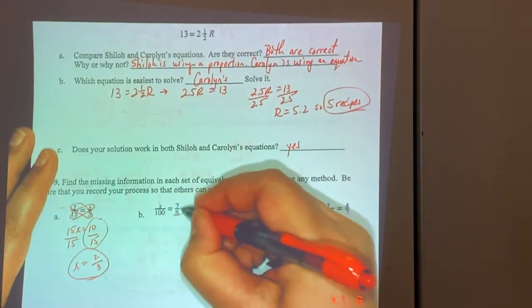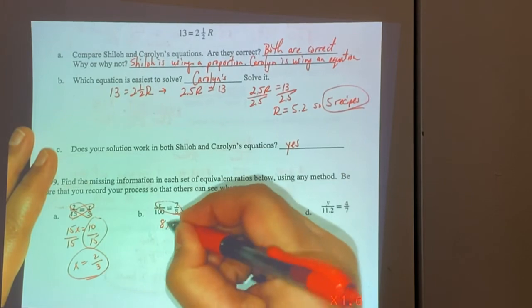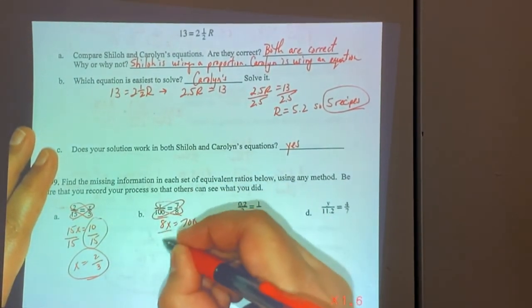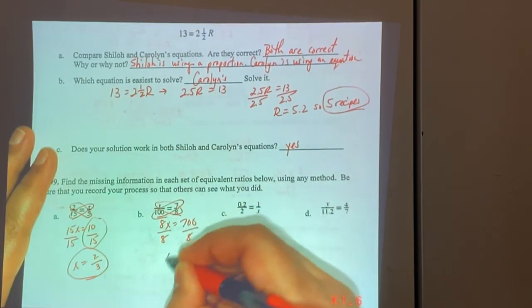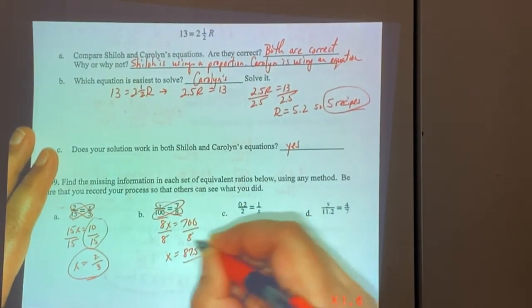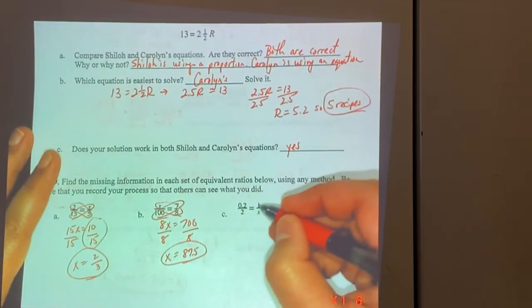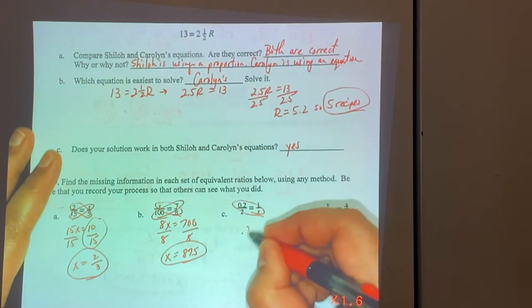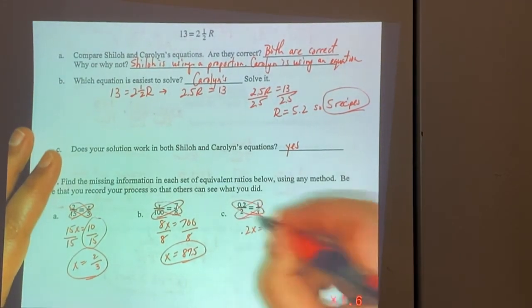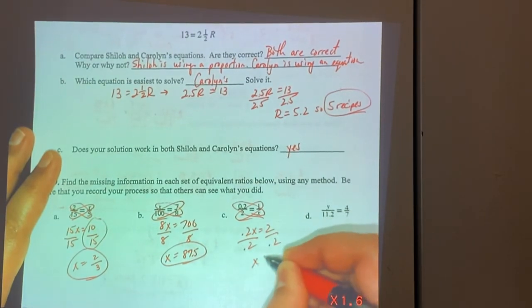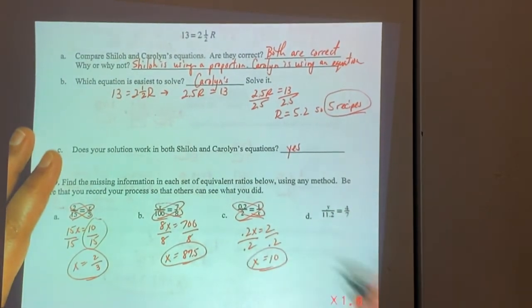Okay, so go this way first. Grab that x. 8x equals 700. Divide by 8. X equals 87.5. Okay, ooh, decimals. That's not a problem. This is 0.2 x equals 2. Divide by 0.2. X equals 10. That's going to be on a quiz.